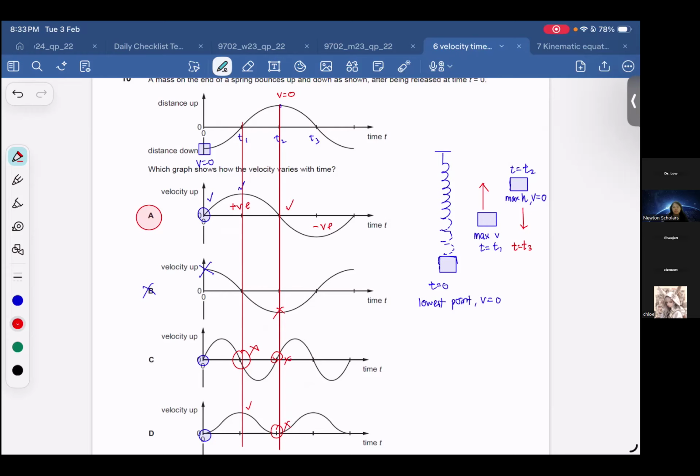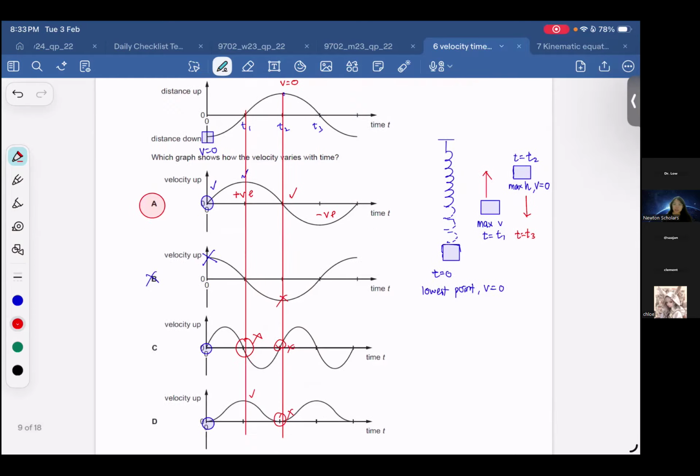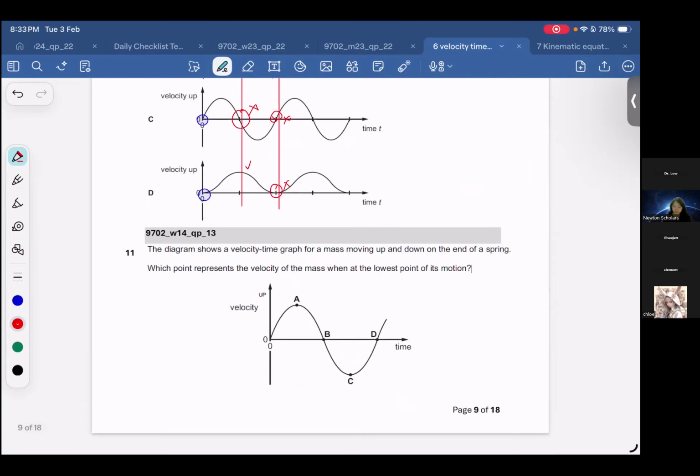Okay, dear others, any question? If no question, give me a response. Then we can proceed to the next question, 11. Okay, Clement, okay. Chloe, okay. Sajan, okay.